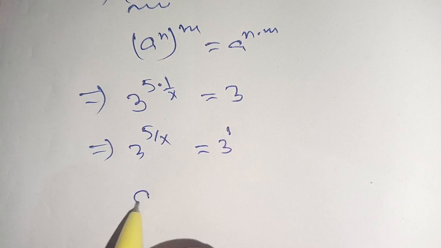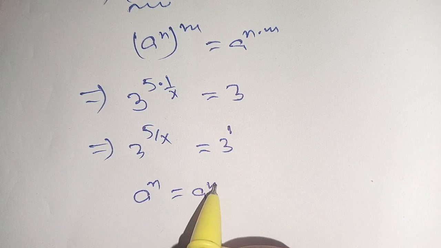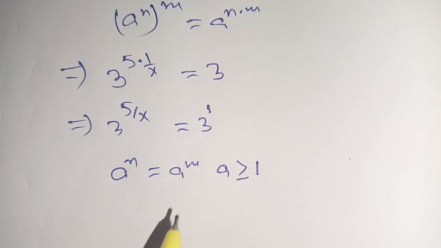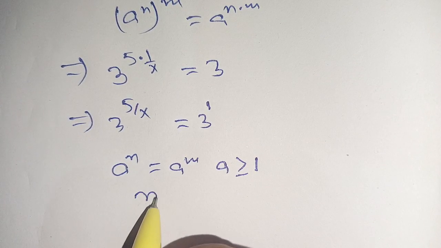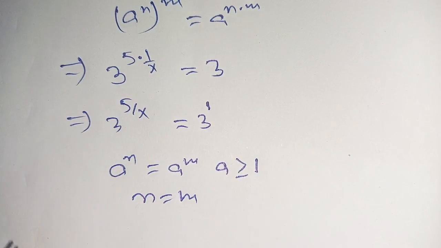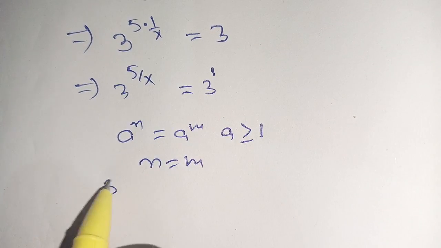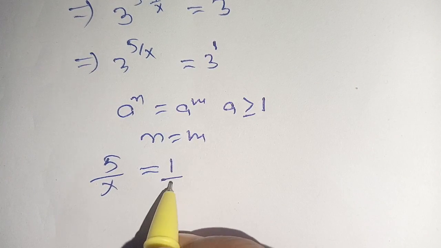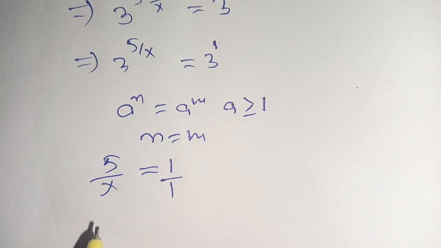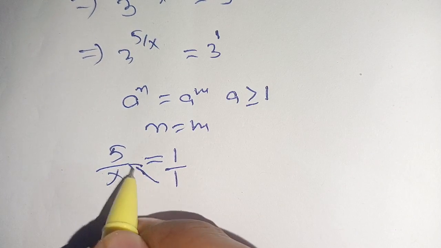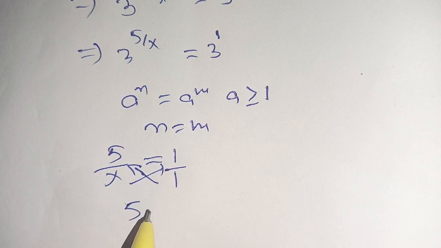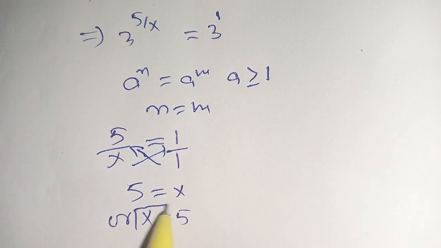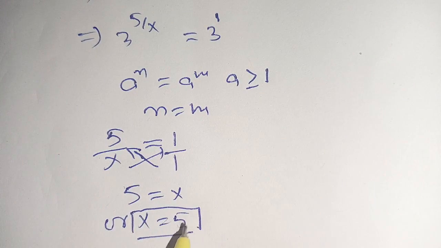Now it is in the form of a power n is equal to a power m, where a is greater than or equal to 1, and we can compare the powers, meaning n is equal to m. On comparing the powers, we get 5 divided by x is equal to 1. Now we can write it as 1 divided by 1, as it doesn't impact our previous equation. On cross multiplying, 5 times 1, it becomes 5 is equal to x, or x is equal to 5, which is the required value of x. We have satisfied this radical problem.